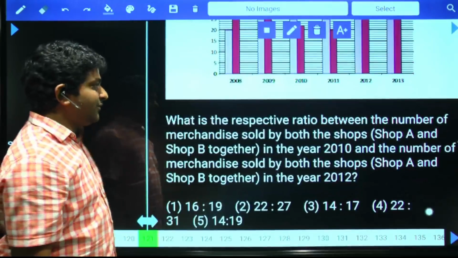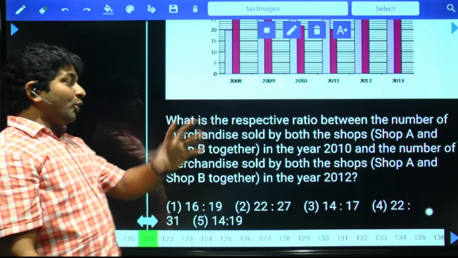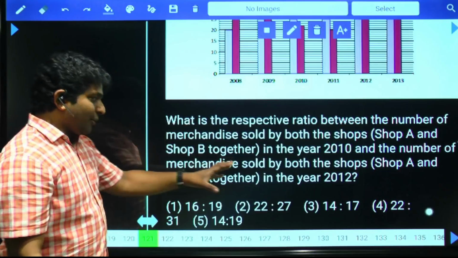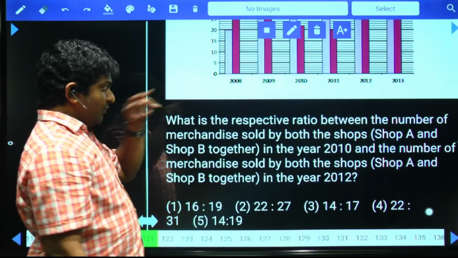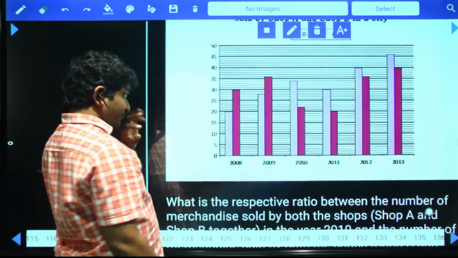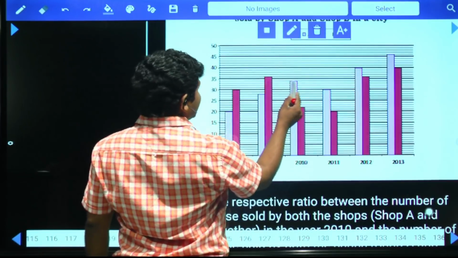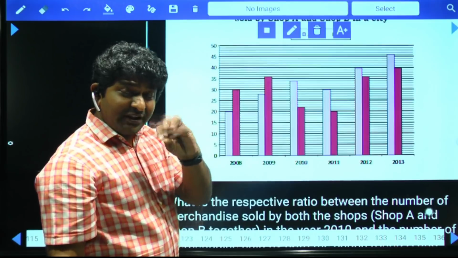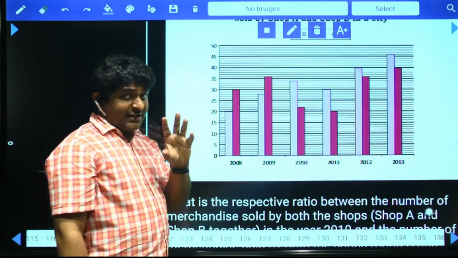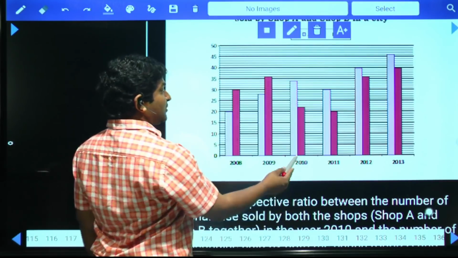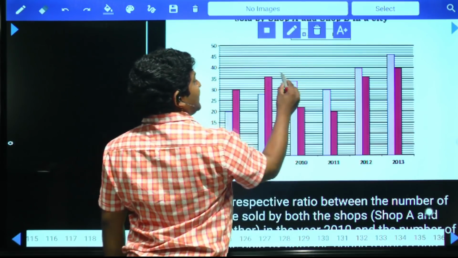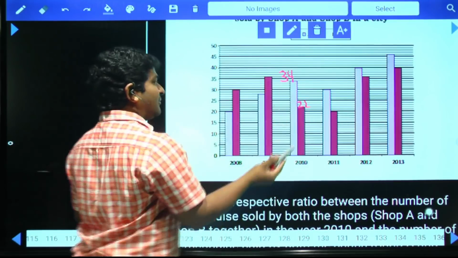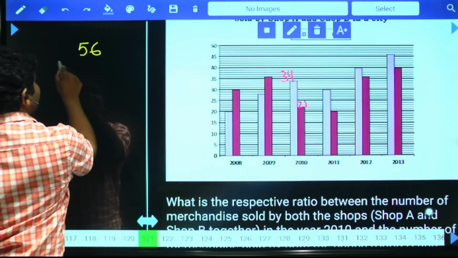What is the respective ratio between the number of merchandise sold by both shops in the year 2010 and both shops in the year 2012? 2010 and then 2012 by both shops. What is this number? 0, 5, 10, 15, 20. Segregation is there for every 5,000 and between we have 5 lines, so each line is equal to 1,000. In 2010, this one is 34 here and this one is 22 here. Sum is equal to 56 in the year 2010.